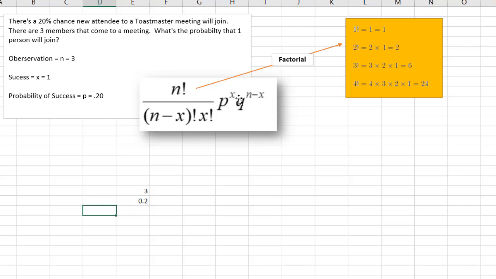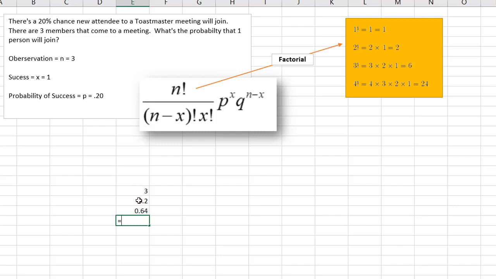My third one is q. And q basically is 1 minus p. That is my non-success, right? So the probability of success is 0.2, 20%. The probability of failure is 1 minus that, because it has to equal 100%, right? So it's going to be 0.8, 80%. So the q is going to be 0.8 to the power of n minus x. So n is 3, my observations, minus my success. Press enter. And we're going to have that 0.64, and we just multiply all these together.